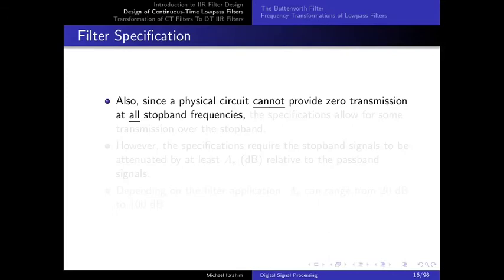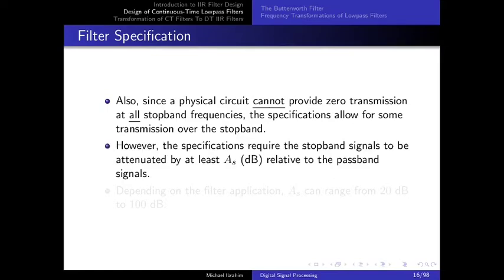Similarly, in the stop band, ideally we need to provide a flat response with a gain of 0, which corresponds to minus infinity attenuation. But the specification allows for a certain transmission over the stop band because physical circuits cannot achieve this kind of flat 0 response in the stop band. That's why the specification allows for an attenuation of AS in the stop band. Instead of having 0, which corresponds to minus infinity attenuation, we allow a finite value of stop band attenuation AS, which might be 20 decibel, 30 decibel, up to 100 decibel, depending on the application we have.